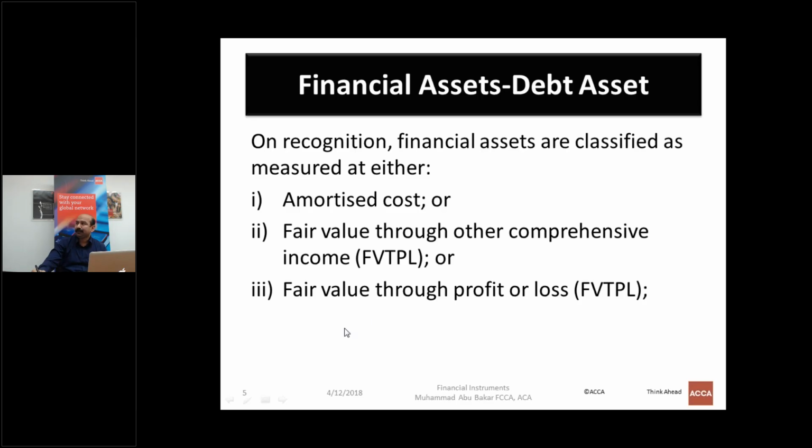Similarly here, fair value through profit or loss is the default position. There should be some conditions. There are some conditions which must be met if you want to classify your debt asset using amortized cost or fair value through other comprehensive income. There are conditions which must be there. In other cases, simply go for fair value through profit or loss. Okay. Let's discuss it one by one.